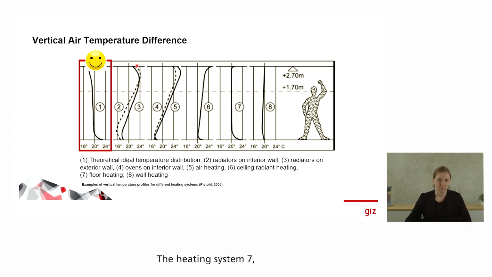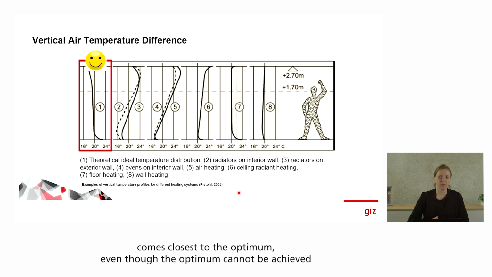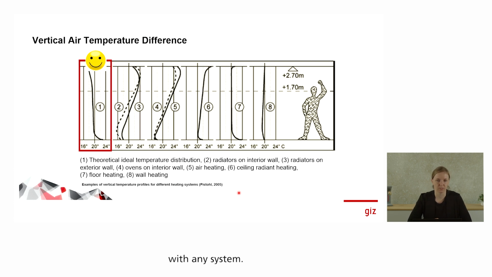The heating system 7, underfloor heating, comes closest to the optimum, even though the optimum cannot be achieved with any system.